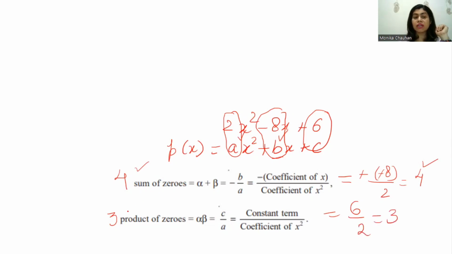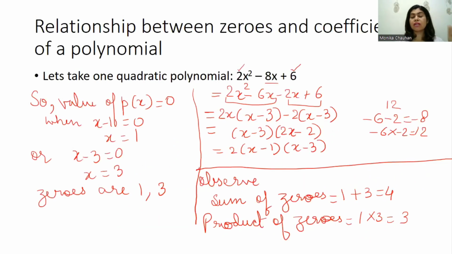See, you got the same thing. It is verified. Okay, so this is the verification. Sometimes they will ask you that we have given you one quadratic polynomial and you have to verify also the relationship between the zeros and the coefficients of the polynomial. So this is how you will be doing it.